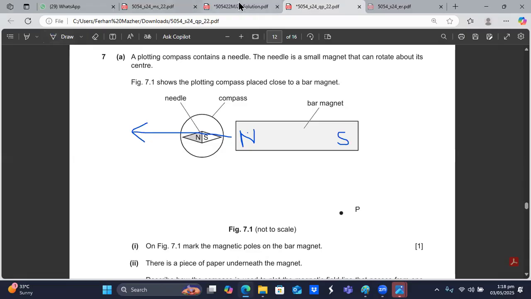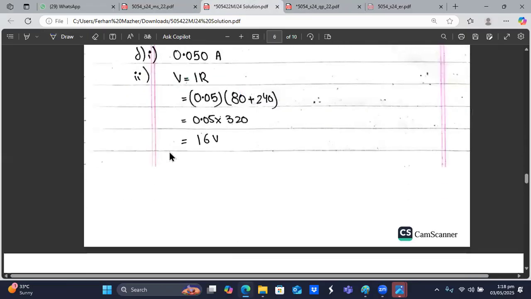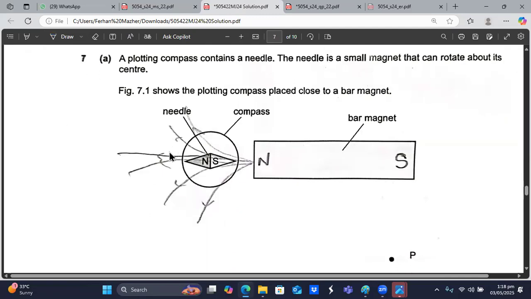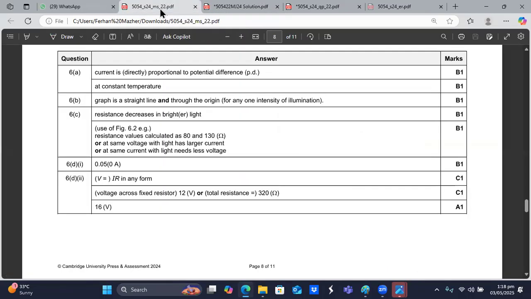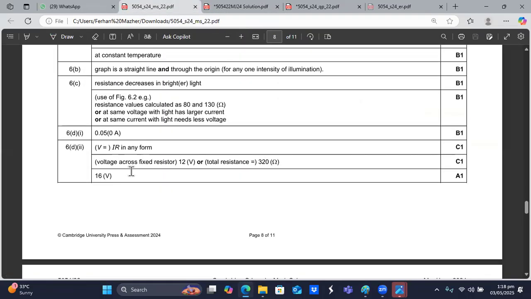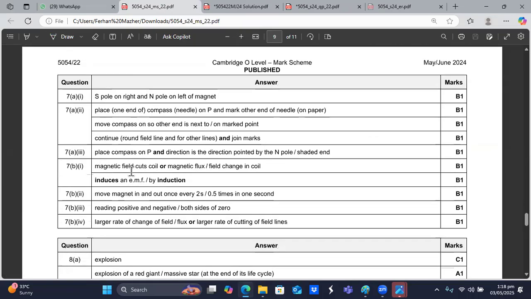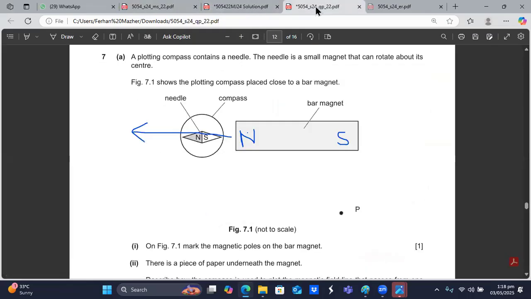So I hope you understand this, and let me show you from the marking scheme. This is how we have shown here. So what does the marking scheme say? The marking scheme of question number 7 is showing up on your screen. Our answer is right.